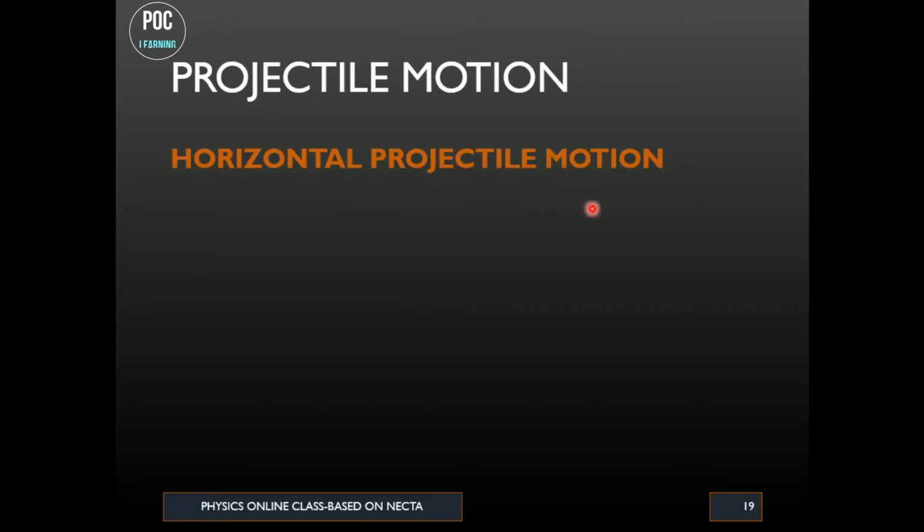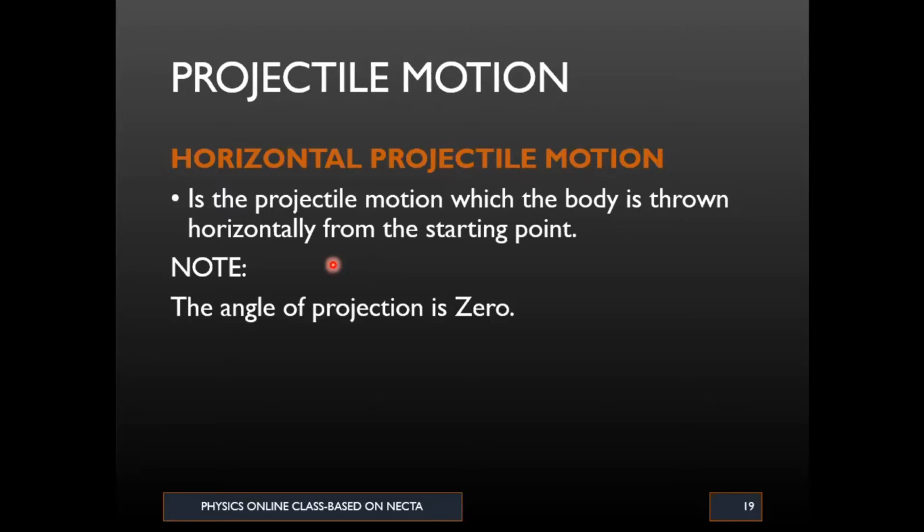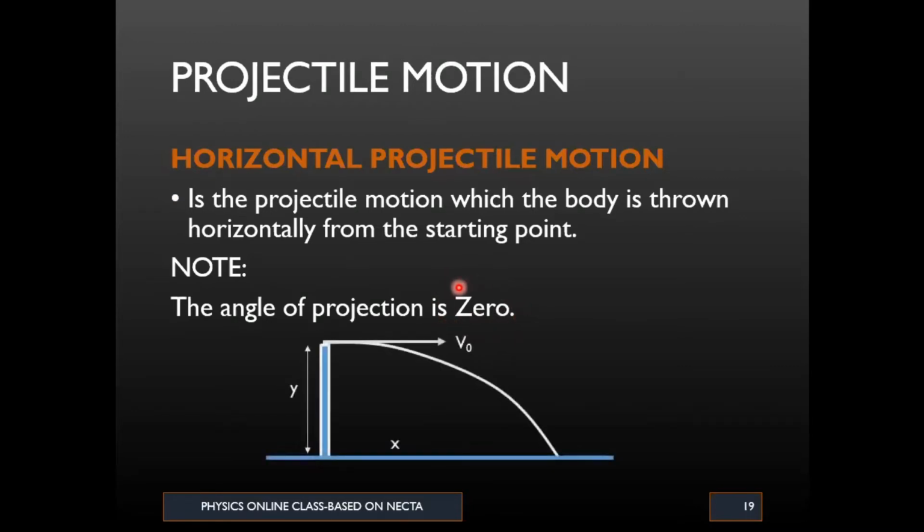Horizontal projectile motion. We say it is the projectile motion in which a body is thrown horizontally from the starting point. We need to note the following when we are dealing with horizontal projectile motion. The angle of projection will always be 0. When you are told that the body is projected horizontally, that implies the angle of projection is considered to be 0. And this is the diagram which is representing the horizontal projectile motion.